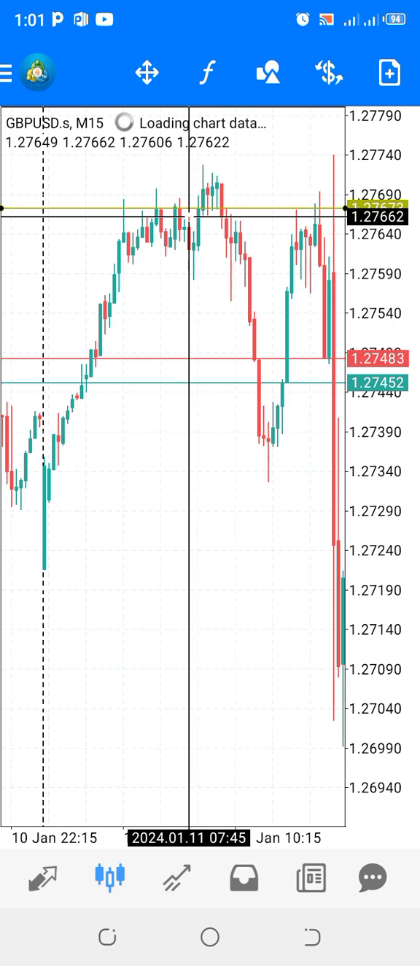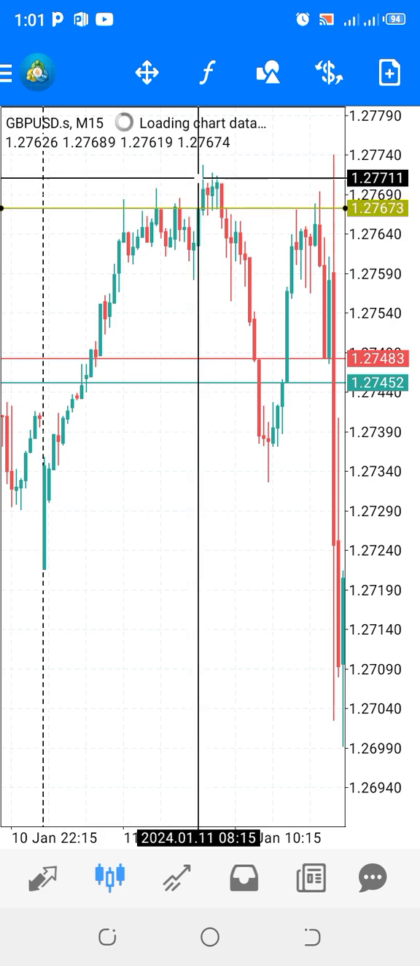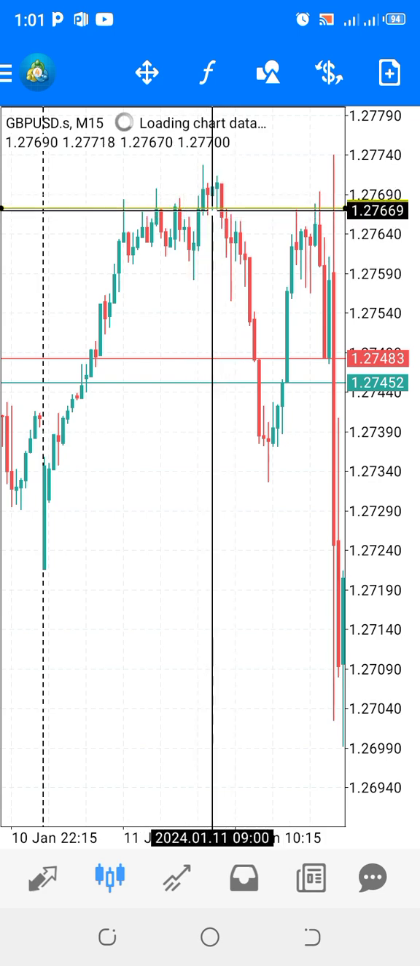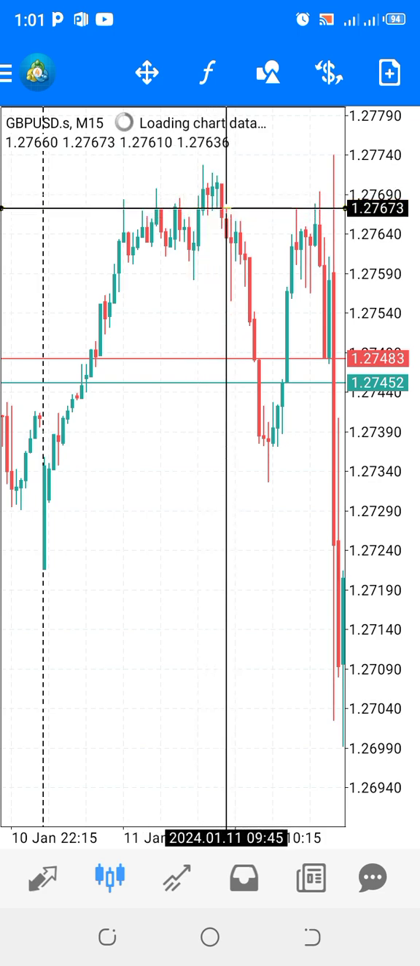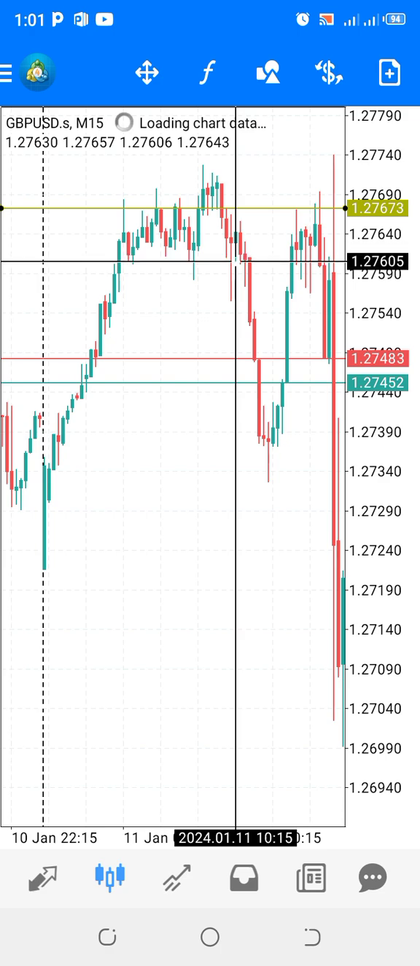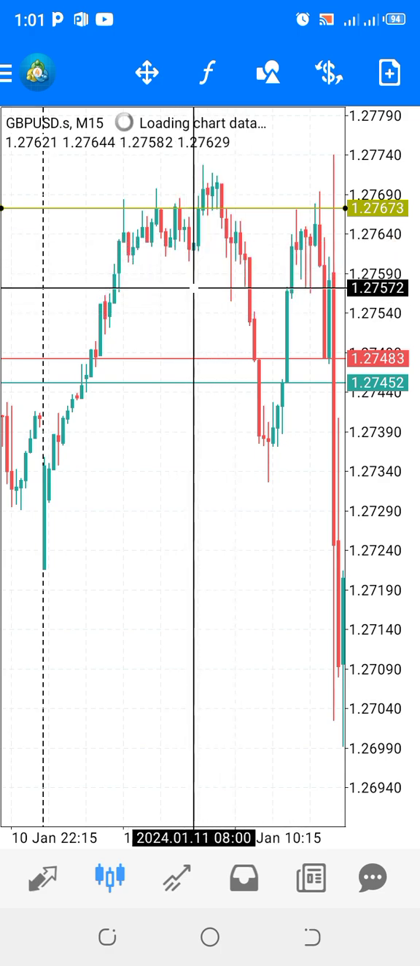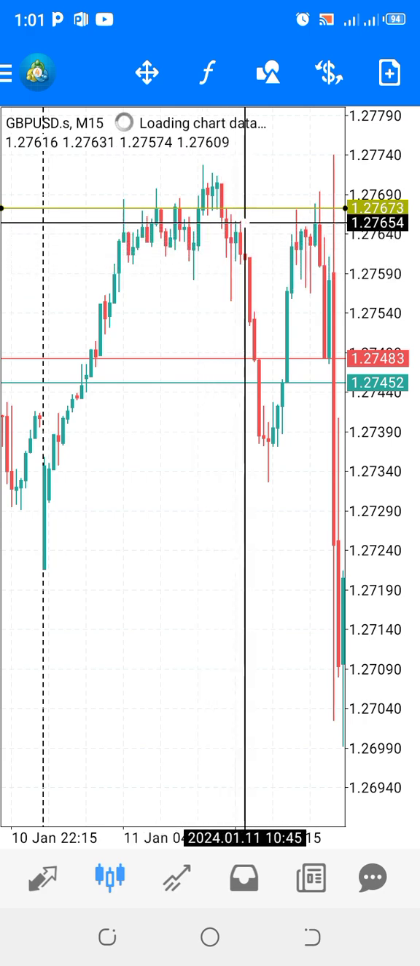That's 1.2773. So the second entry did not activate, and your first limit order, of course, gives you your 10 pips take profit, and that is all for that day. So that's the rule.